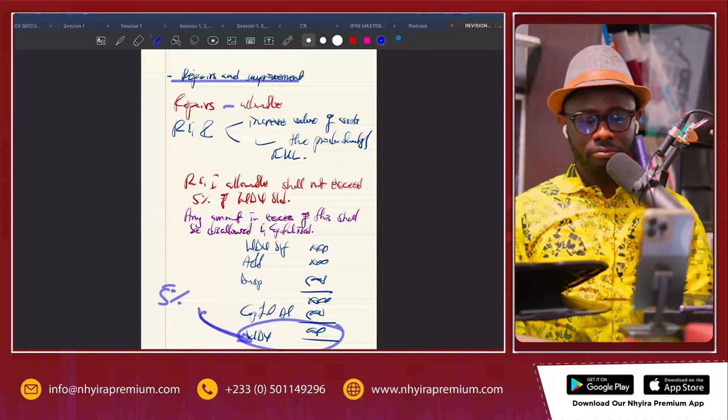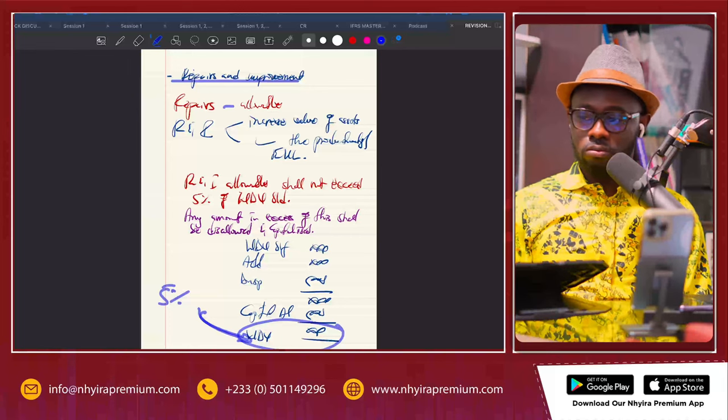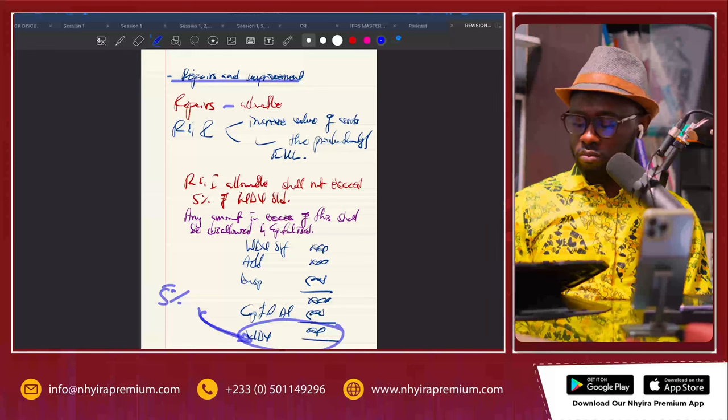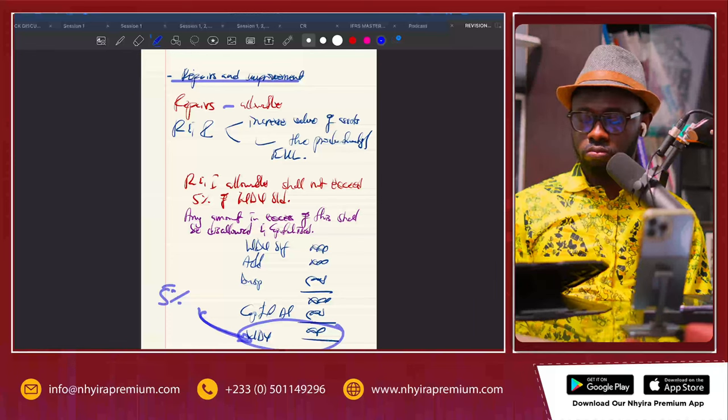Yes, Salim. So, sir, please, if I got you right, do you mean that for the repairs and improvement, after getting the written down value and we calculate the 5%, the excess is what you are going to capitalize? Just as you said, we add it to the chargeable income and we bring it to the capital allowance schedule again. So, what I'm trying to ask is, are we treating it twice?